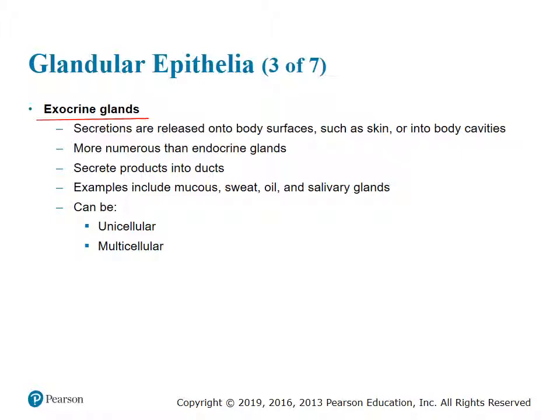Exocrine glands' secretions are usually released on body surfaces, skin, body cavities sometimes. We have many more of these than we do endocrine glands. So we have more exocrine than we do endocrine. They secrete the product into ducts, and then those ducts can push out the secretion.